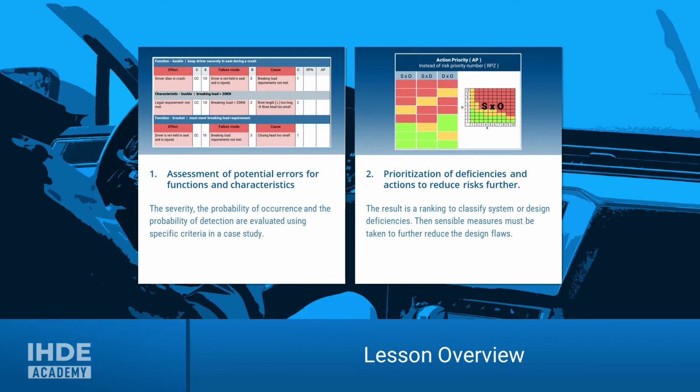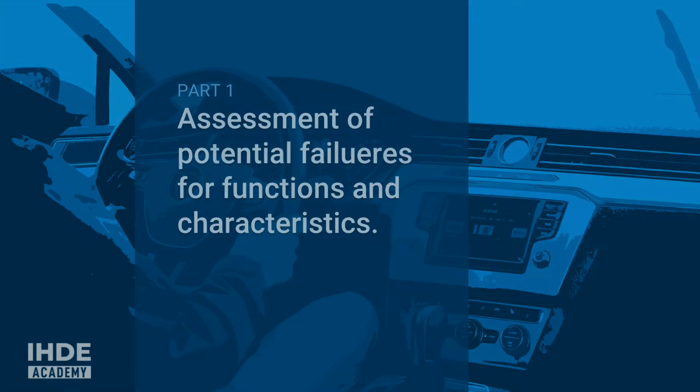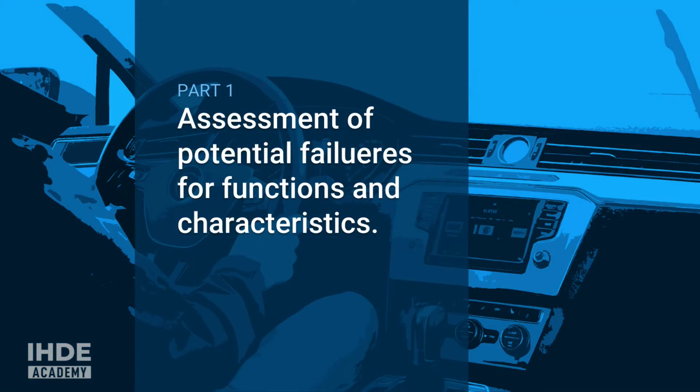This lesson is divided into two chapters. In the first chapter, we assess the potential failures based on an example from the previous lesson. In the second chapter, a risk assessment is carried out and methods are discussed with which the risk can be further reduced. Let's start with the assessment of the potential failures for functions and characteristics.